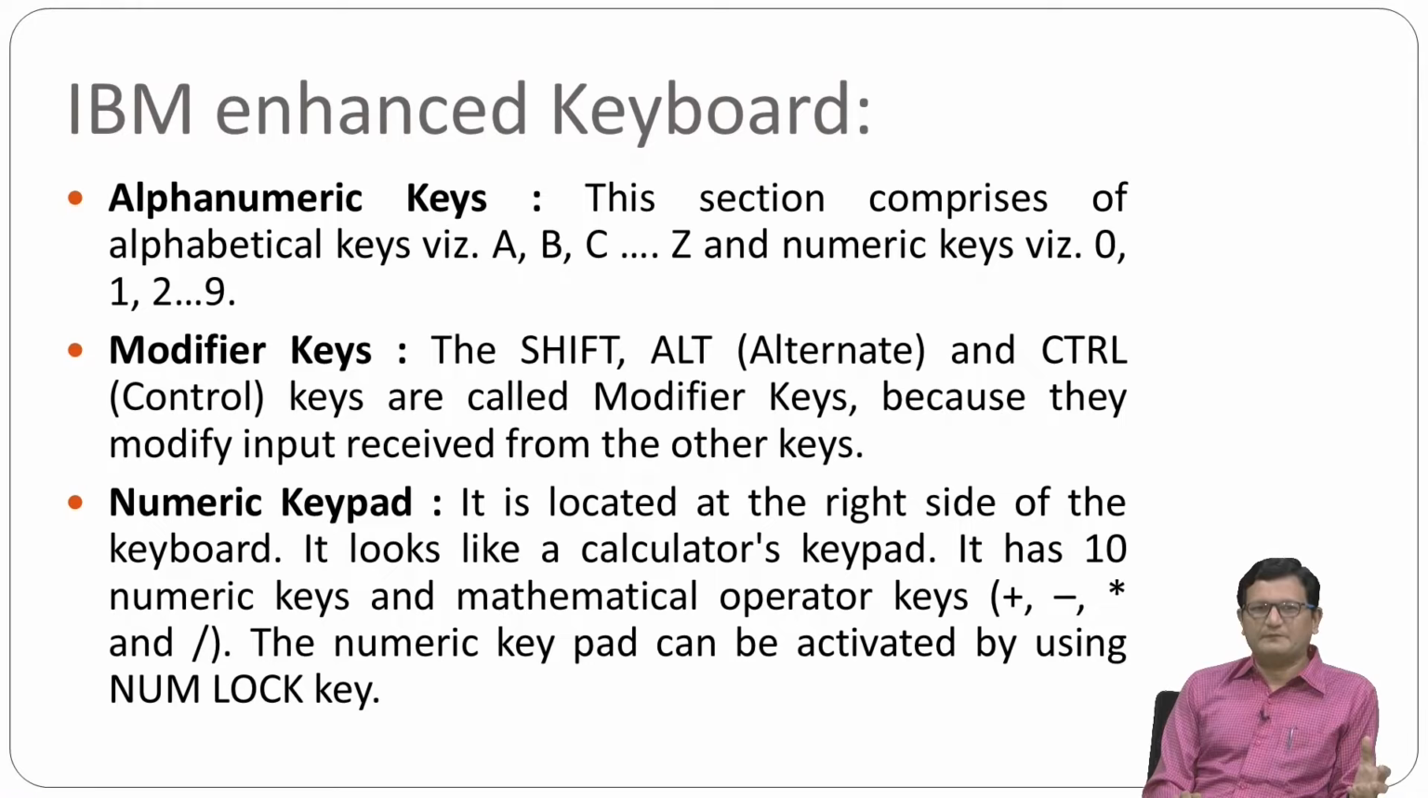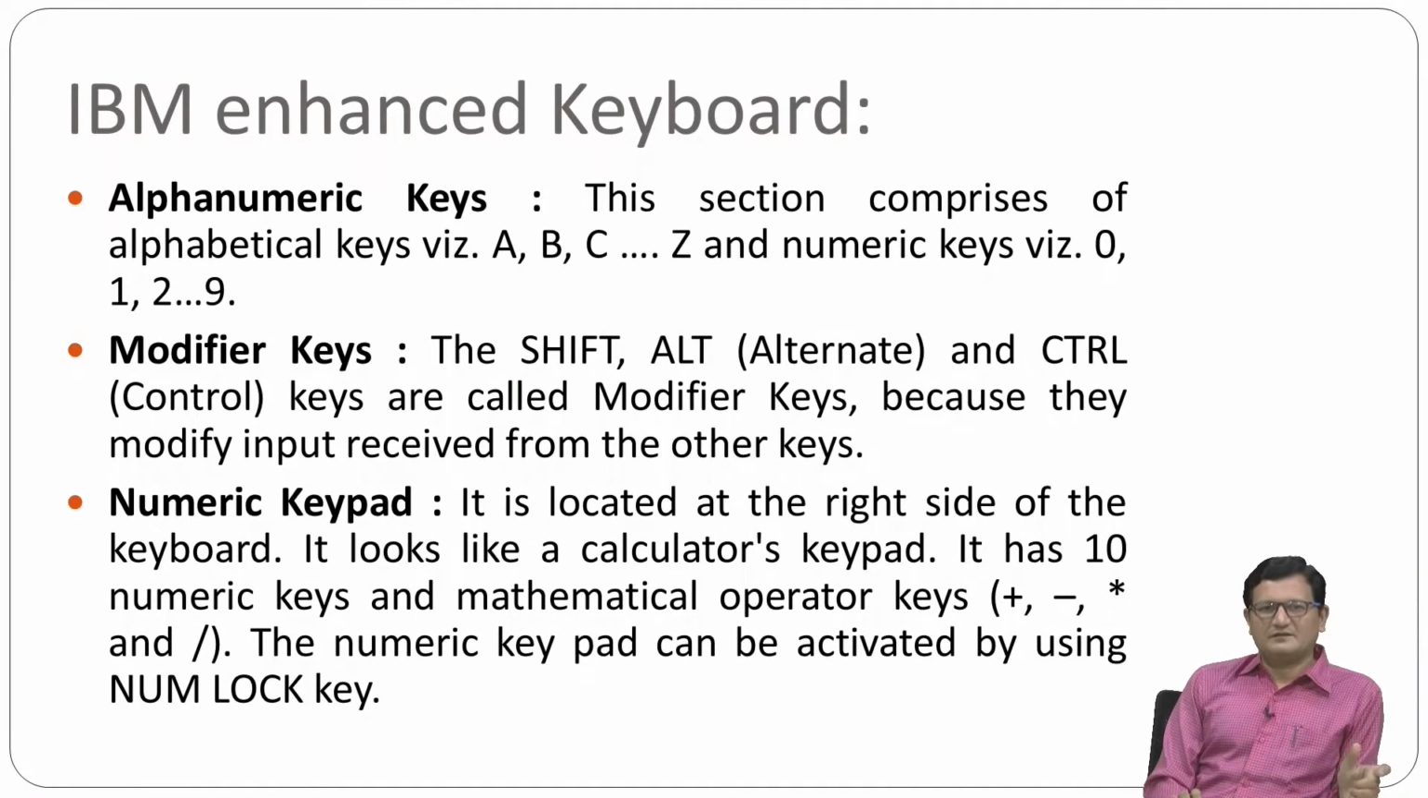Now, what different types of keys are there? First are alphanumeric keys: alphabets plus numeric, meaning A to Z and 0 to 9. Then modifier keys: Shift, Alt, Control are known as modifier keys. Then the numerical keypad: on the right-hand side of the keyboard you have a special numerical keypad with several symbols, plus, minus, multiplication, division, along with 0 to 9 and a Num Lock.